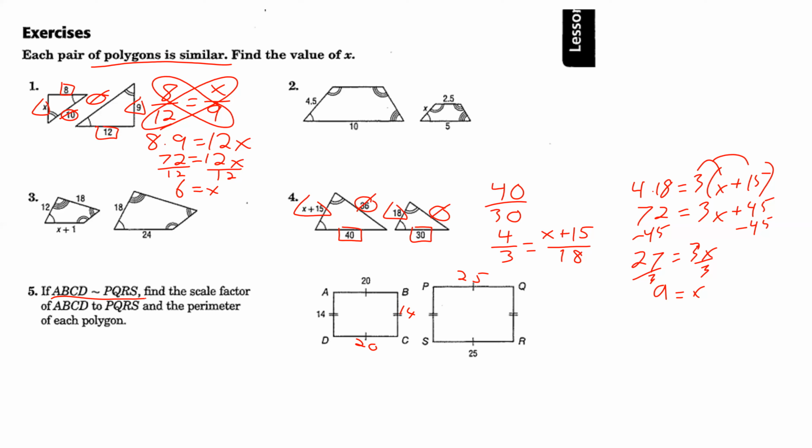So now we need to find the scale factor, and we need to find the perimeters of both. Well, first off, the scale factor between these. What two numbers am I going to compare for the scale factor? What do you think? What two numbers can I match up? Why 20 and 25? Remember, these figures might not be drawn to scale.